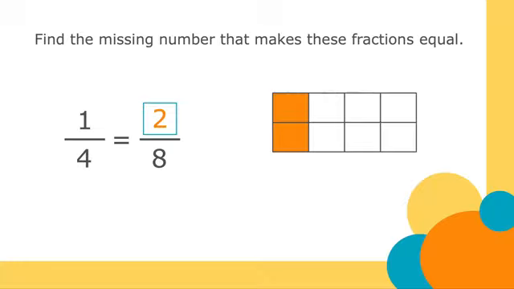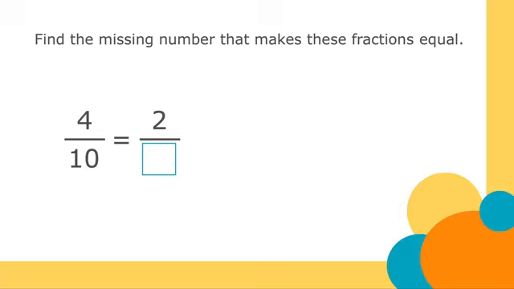Do you see a relationship between the numerators and denominators? Looking at the denominator of 4, we multiply by 2 to get the denominator of 8. Similarly, the numerator of 1 is multiplied by 2 to get the numerator of 2. The value of the fraction did not change, we just wrote it a different way. Let's look at another example.